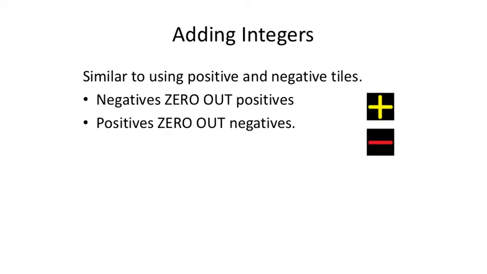6.2, adding integers. So adding integers, and we saw those zero pairs, right? If you take an opposite and add it to its opposite, you get zero, like these positive and negative tiles. They combine to give you a total value of zero, like we saw with that -4 business.